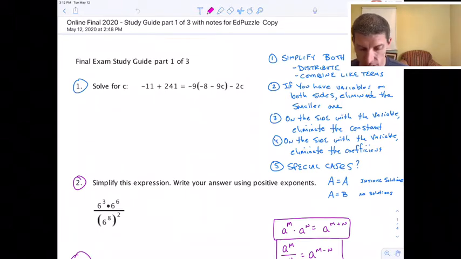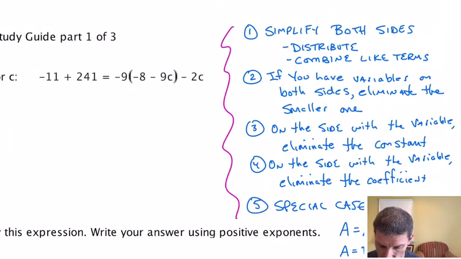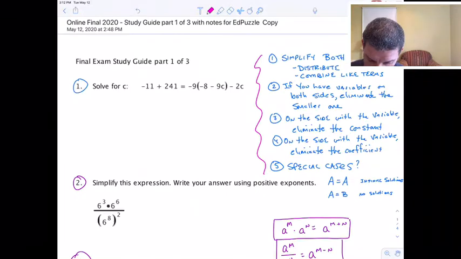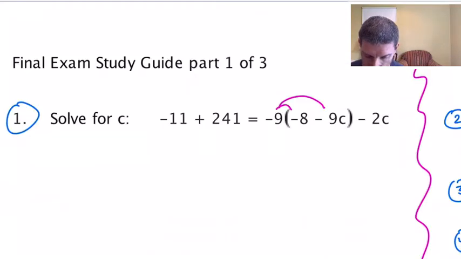Question number 1, or a style of question like number 1, is going to deal with an equation that you need to solve. You have all of the answer techniques here on the side in the order in which you should complete them. Simplify both sides. You should be distributing, and you should be combining like terms. In this first one, negative 11 plus 241 is a like term pair because they're both numbers. So we're going to combine those up and get 230.